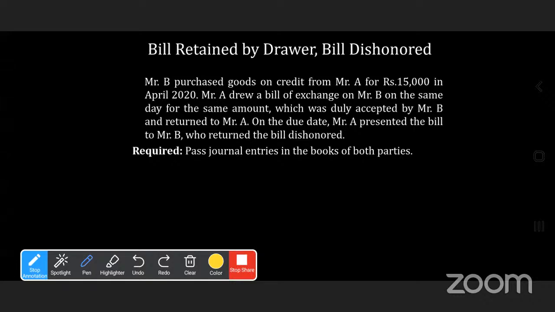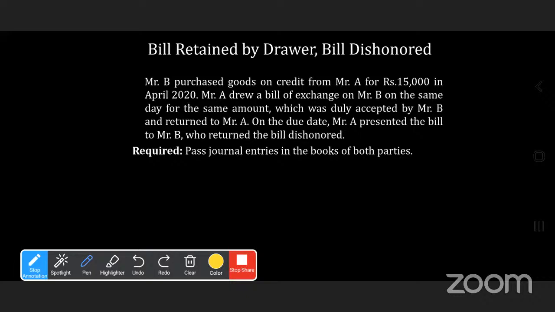Now you have to pass the journal entries in the books of A and in the books of B. The first two entries can be written by you, as I have already explained in the previous problem. So when goods are sold to the other person, you have to write a journal entry as B account debit to sales account. In the last problem, you have written that. Is it okay? Yes, ma'am.